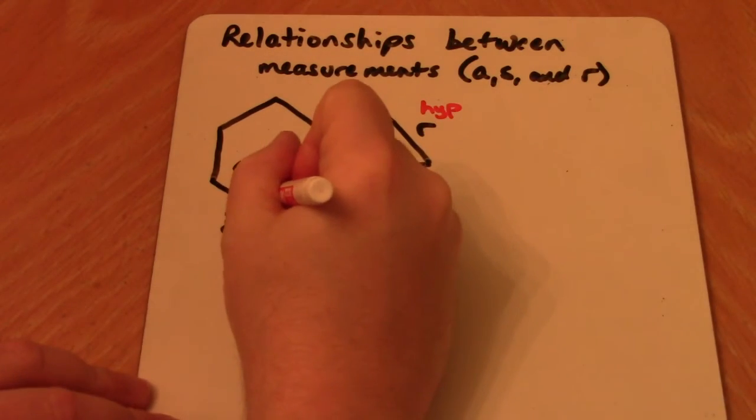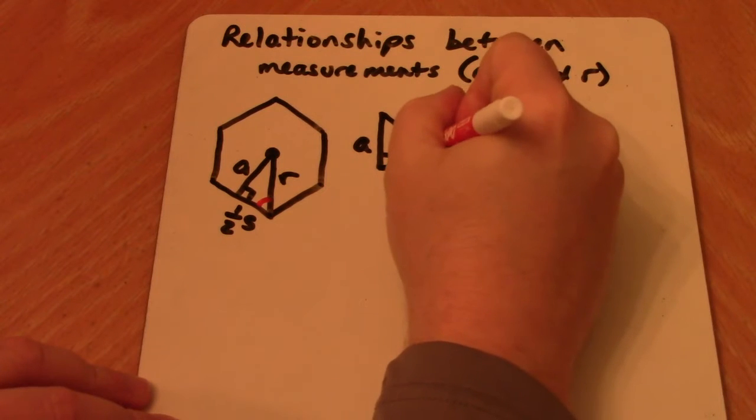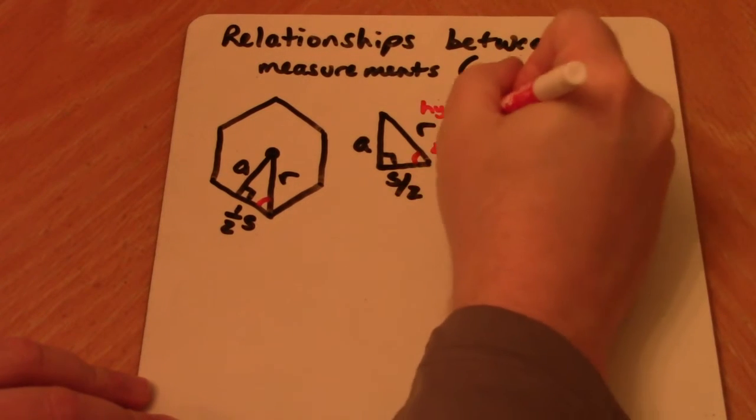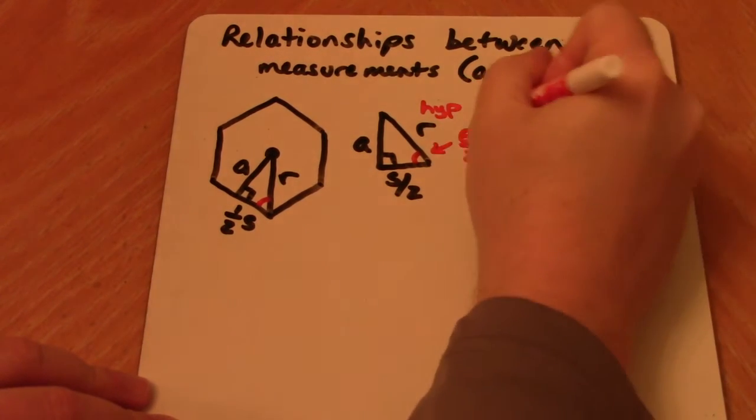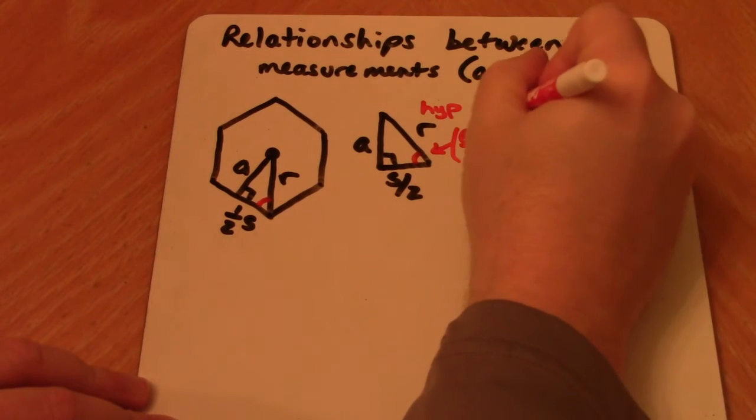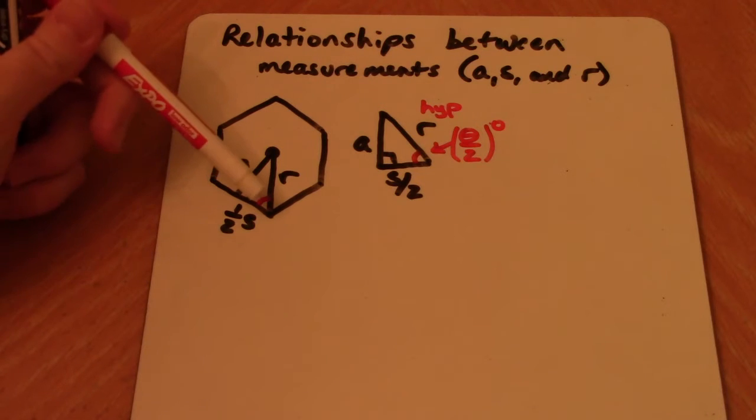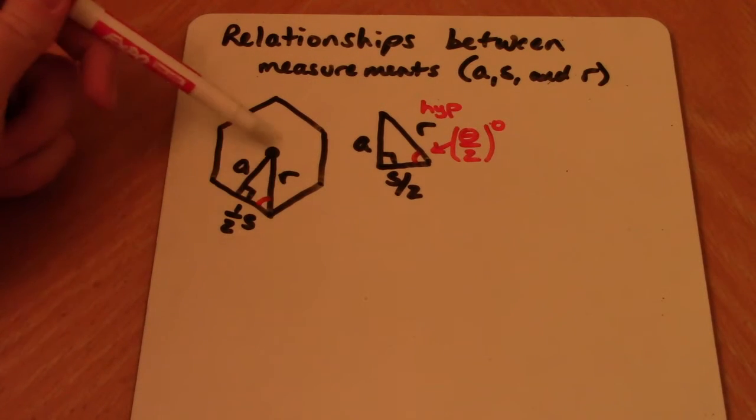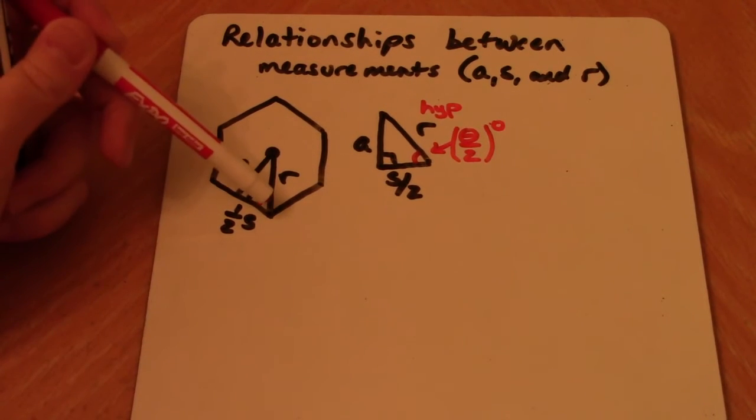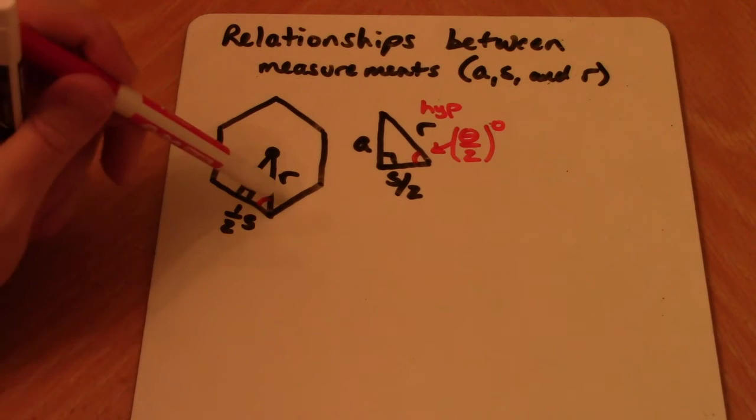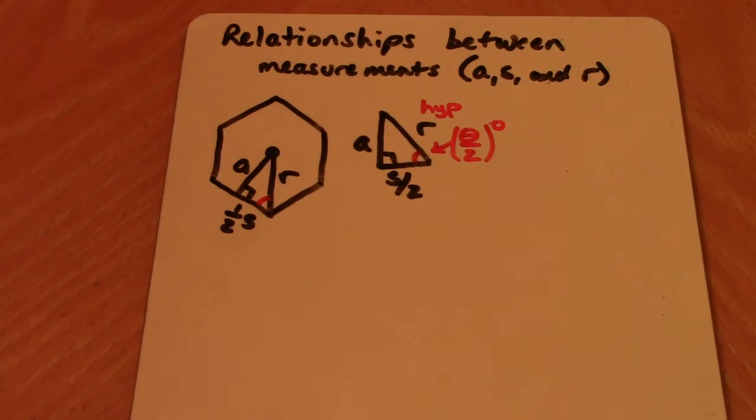Now this angle down here, we know that measurement. This angle right here is theta divided by 2 degrees. We know that because the entire angle in this particular part here would be theta, and R is cutting that angle in half. It is an angle bisector. So this angle down here would be theta over 2.